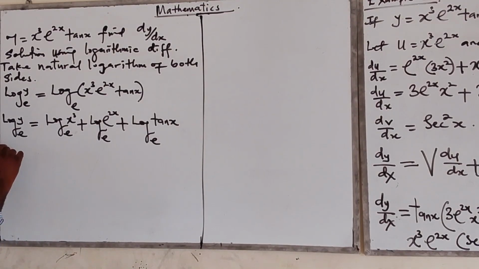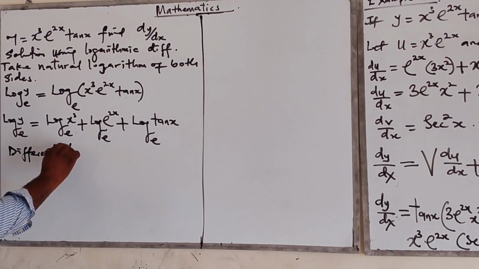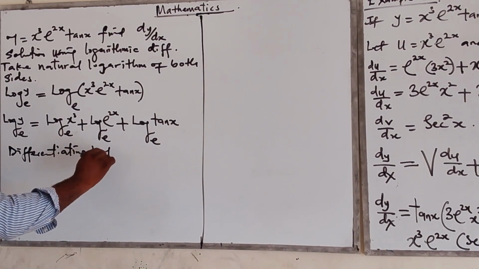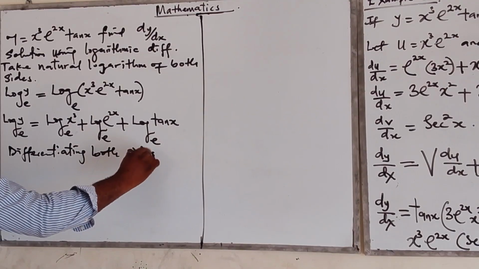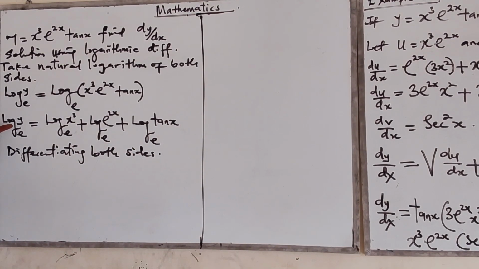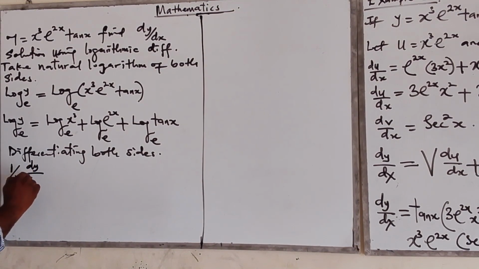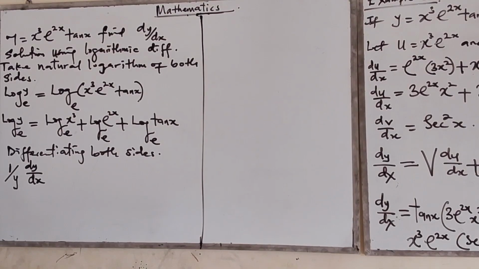Now, differentiating both sides. When you differentiate log y base e, it gives you 1 all over y. Now, because this differentiation is implicit, since we are differentiating y with respect to x, we must follow it with dy/dx.